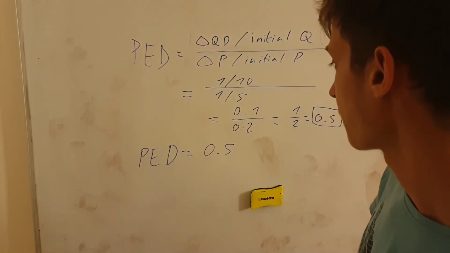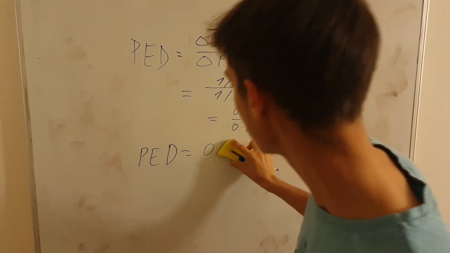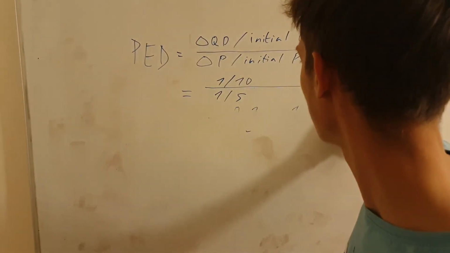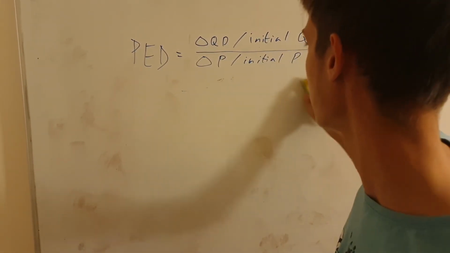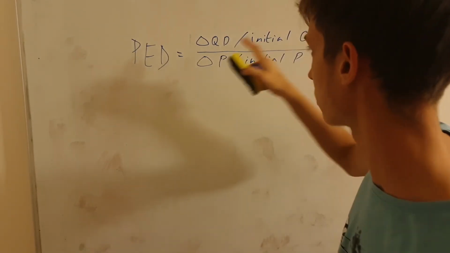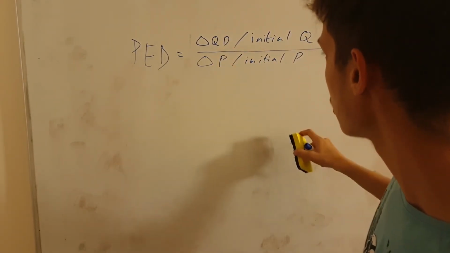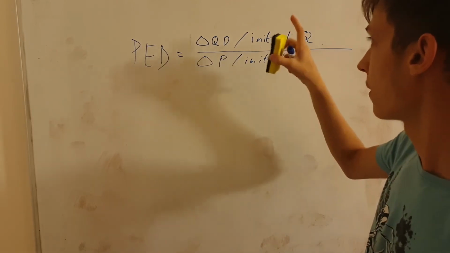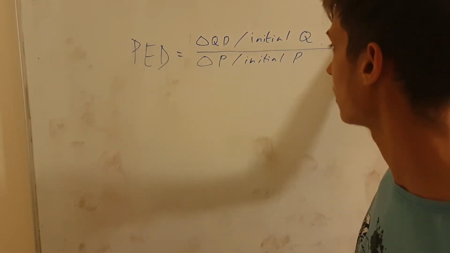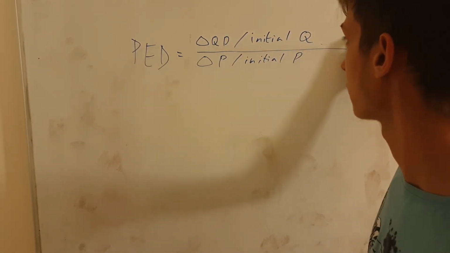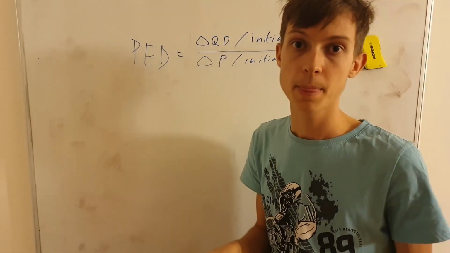But just to end this up, what we did in this video is we talked about PED and how to calculate it using the formula, realizing that it's just the relationship or the fraction of the proportional change of quantity demanded and the proportional change of price. In both cases, proportionate to the initial values.